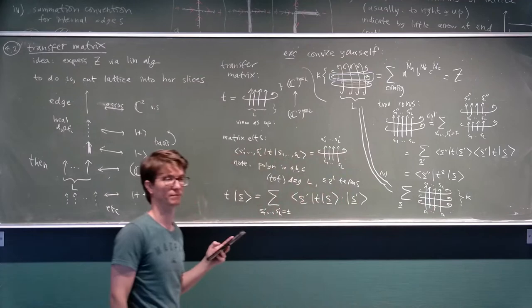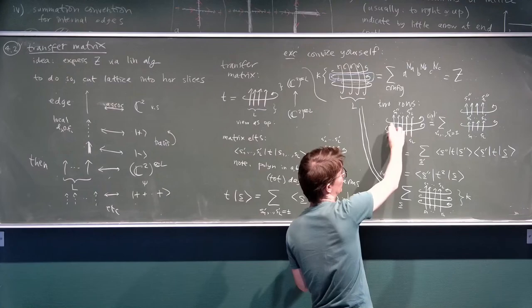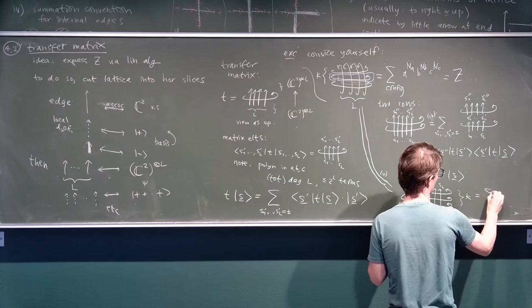But we've just learned how to interpret this picture. Here we had two lines on top of each other with the matrix element of T squared. So of course, this is going to be the sum over all S's, and then the matrix element of T to the K.